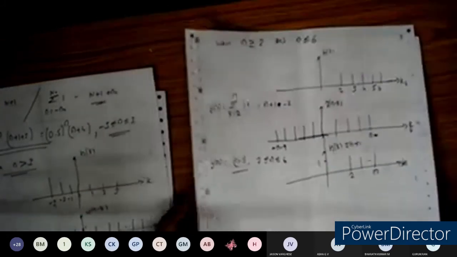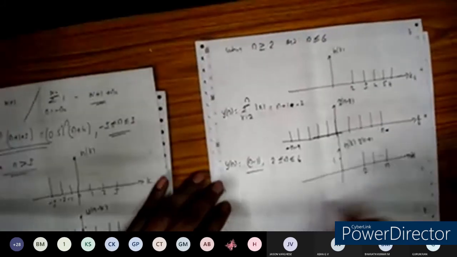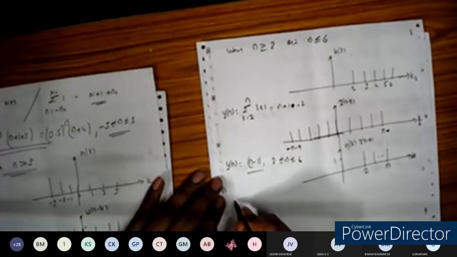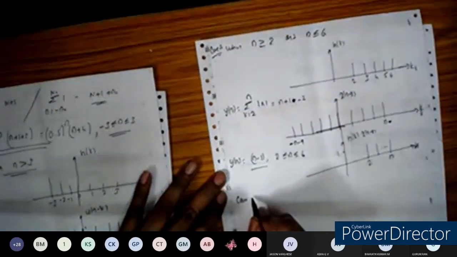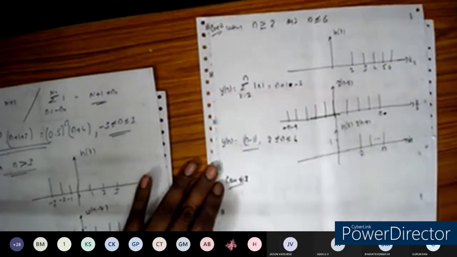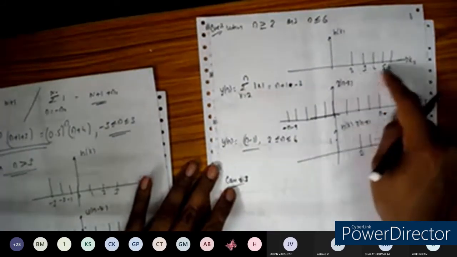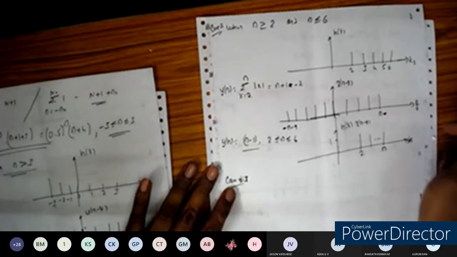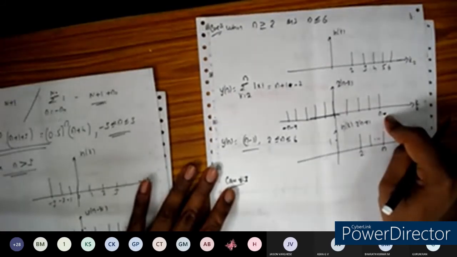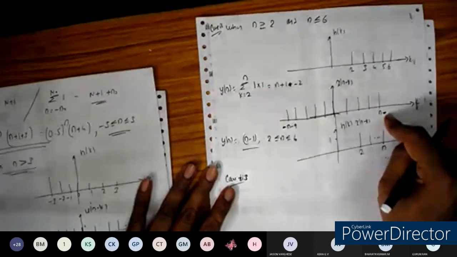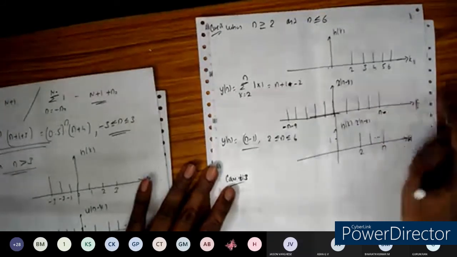Then, okay, now I'm going to take the value. So what's the next case? So case 3. So this is the case 2. So what's the case 3? So n we have taken greater than 2, less than 6 here. So next, what is the value of n here? What's the value of n? Greater than 6, sir. Yeah, so n is greater than 6.